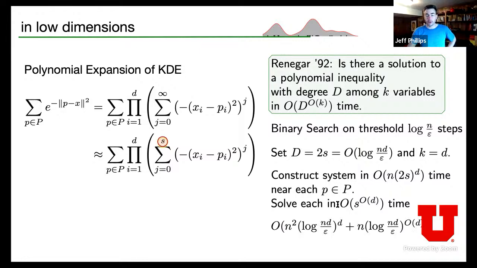So this gives a total runtime of n squared log n to the d to construct all the systems, and then n times log n to the O of d to solve each of these n systems. So this is pretty close to the right answer we want. There are a couple more tricks, and I want to point out one interesting one, where we get rid of this n squared factor. So it really is near linear for constant d.